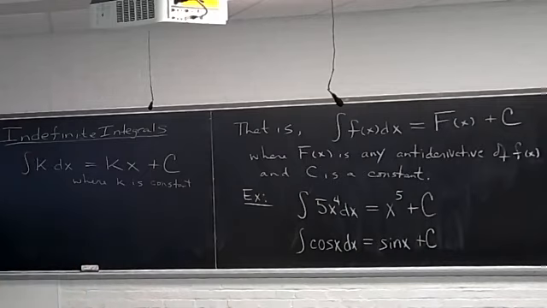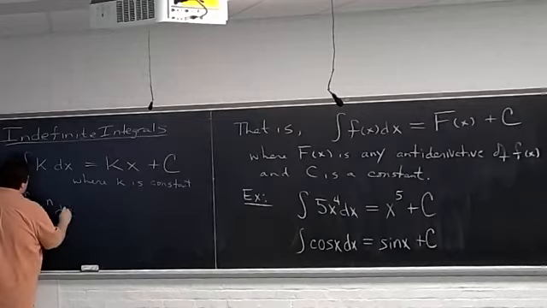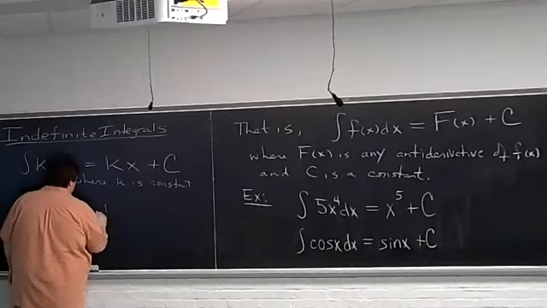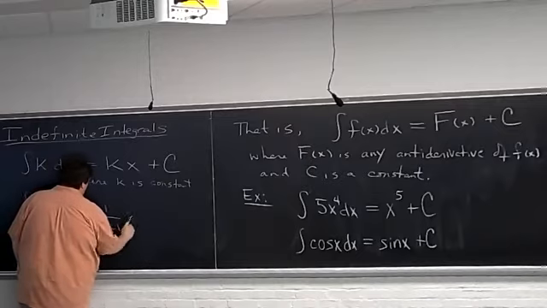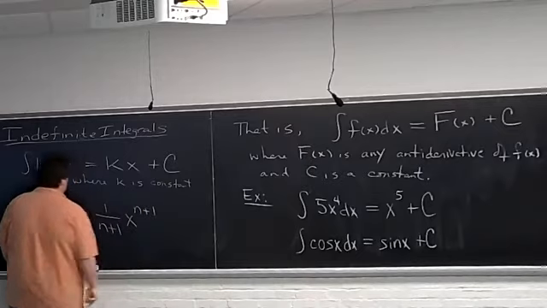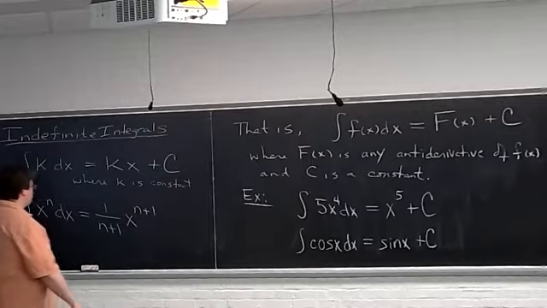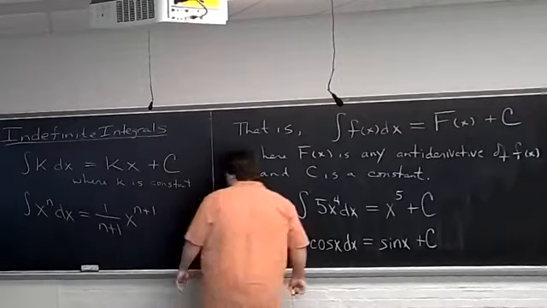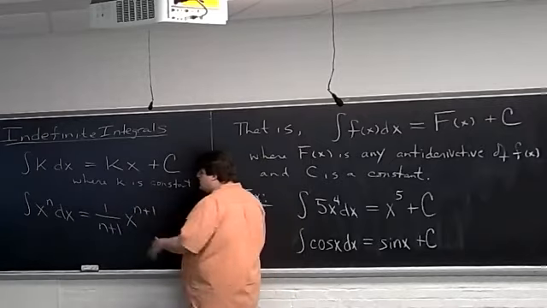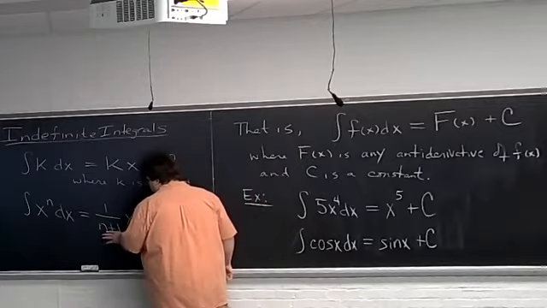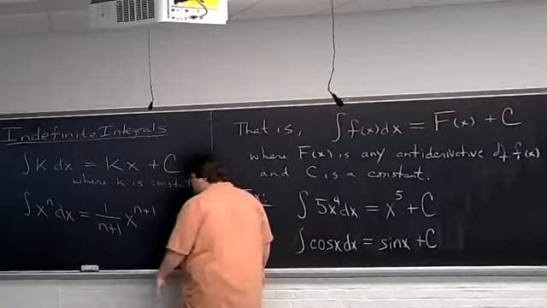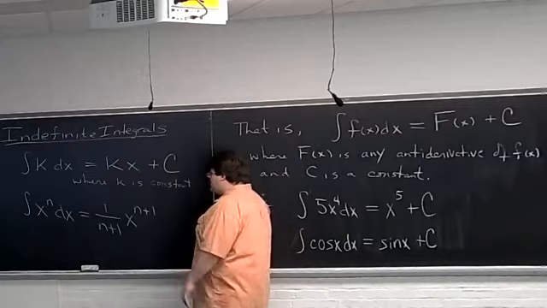Next, we have the power rule. The integral of x to the n with respect to x is 1 over n plus 1 times x to the n plus 1. I believe last week when doing antiderivatives, I forgot to specify n can equal negative 1. That was okay last week because it never came up. But notice here, n can't equal negative 1 because of that denominator.